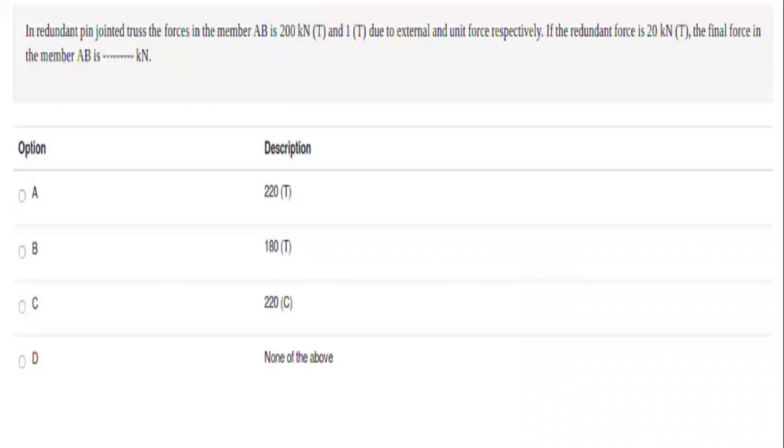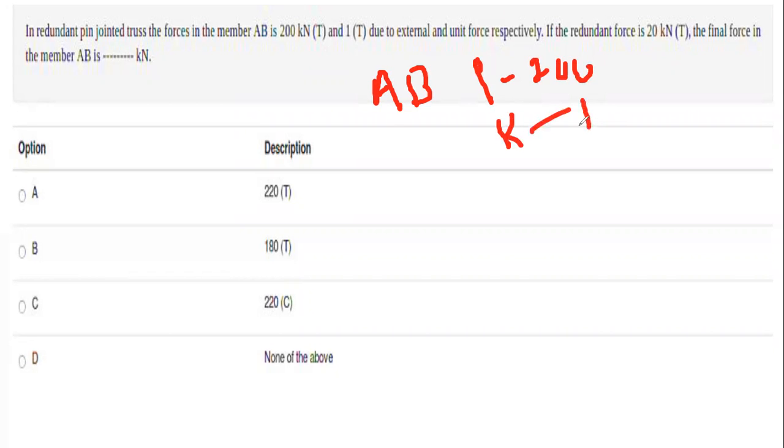A redundant pin jointed truss. Now this is unit number 3, analysis of truss. In a redundant pin jointed truss, the force in member AB is 200 kilonewton tensile and 1 kilonewton due to external and unit force respectively. Means for member AB, P force is given as 200 tensile, and the K force is given as 1 kilonewton tensile, and the redundant force is 20 kilonewton. So this redundant force is nothing but our correction factor Q, that is given as 20. And we have to find out the final force in member AB.